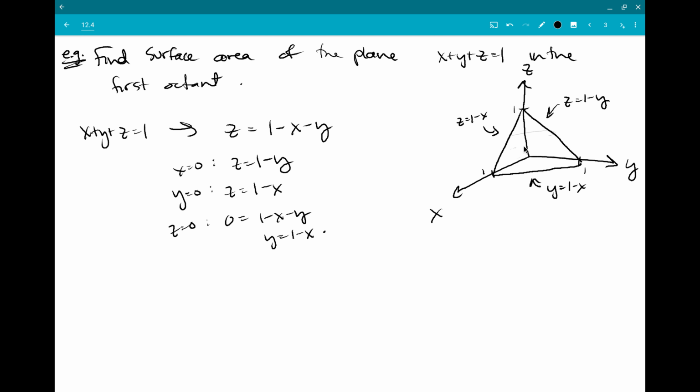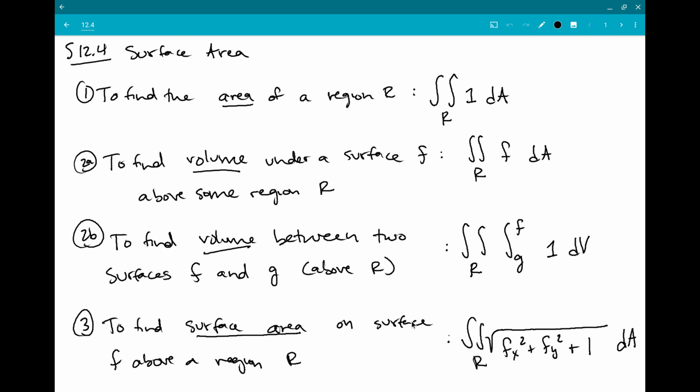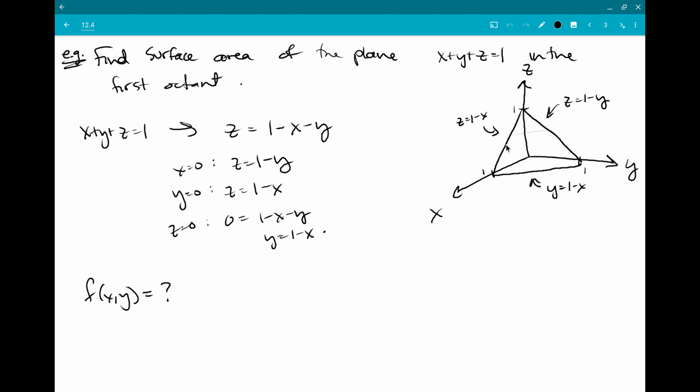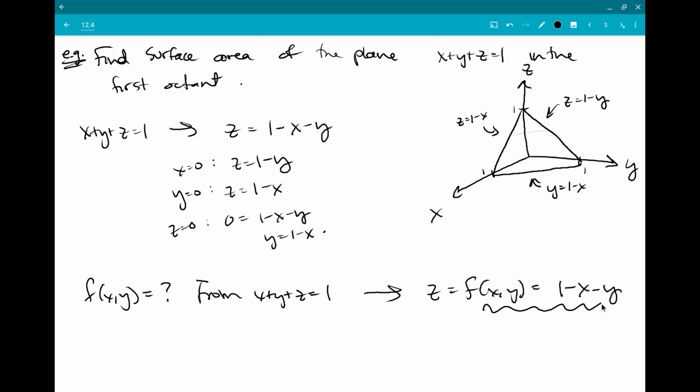We want to find the surface area of this thing. So we need to ask ourselves, what is our f of xy? And in our formula, the surface area is on the surface F above a region R. So if we want the surface area on this plane, we know that our F is the plane. And specifically, to get in the form f of xy, it's that z equals f of xy equals 1 minus x minus y. So that's the first part we're going to need.